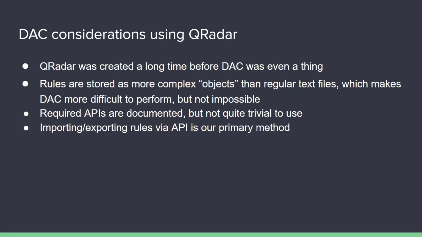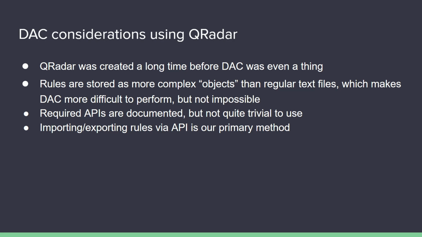was even a thing. So unlike Sentinel or Splunk or Chronicle, which are more modern solutions that were created with DAC as a part of their design, in QRadar, rules are stored as more complex objects rather than regular text files, which makes DAC more difficult to perform, but not impossible. And that is what we're going to cover in later parts of this series.